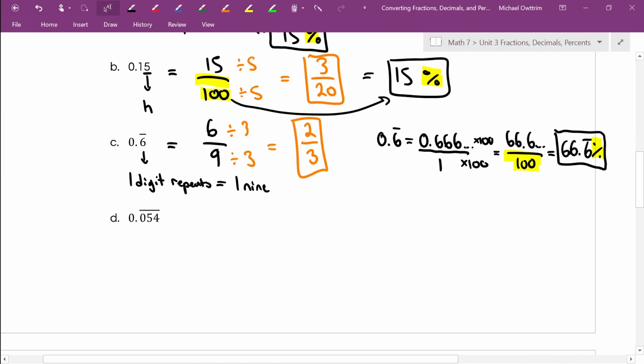For my last one here, I do have 3 digits repeating. And so I'm going to have 3 nines on the bottom, or 999. On the top, my 0, 5, 4 are my digits. So this is just going to be 54 on top. Now, of course, I want to simplify my fraction. Both of these numbers are multiples of 9, so I'm going to divide out that 9. 54 divided by 9 is 6. And 999 divided by 9 is going to be 111.